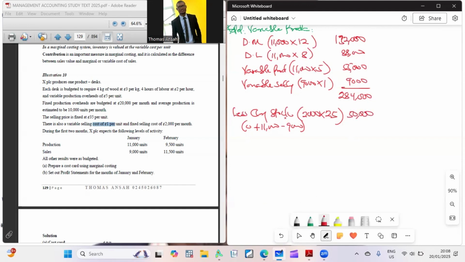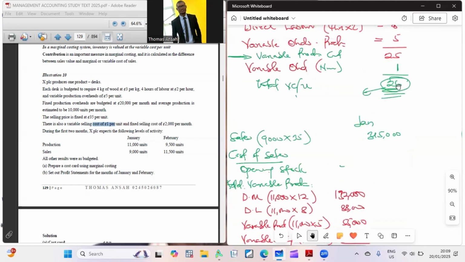So we don't include the selling into the closing stock. It should be variable production. So that is why I actually split this thing into two. All right. So the danger is that, I think I made a mistake for you. If I remember, I think I said you use this one to value your closing stock. Probably the reason why I did the arrow, but this is it. You use this one to value your closing stock. So take note of that.